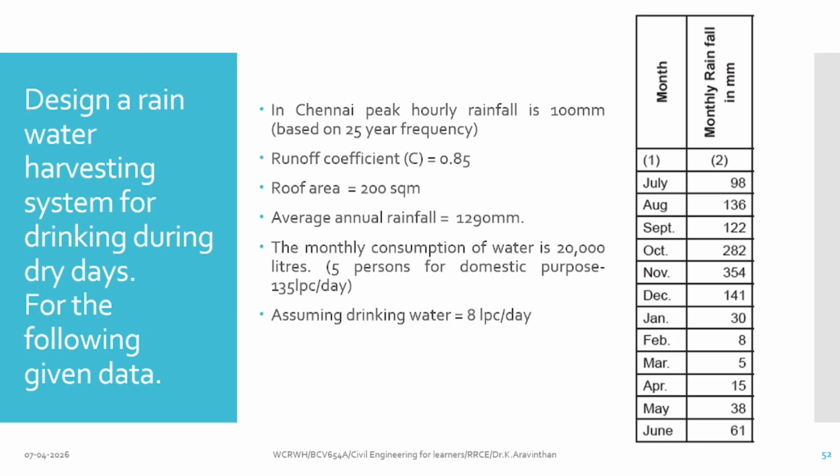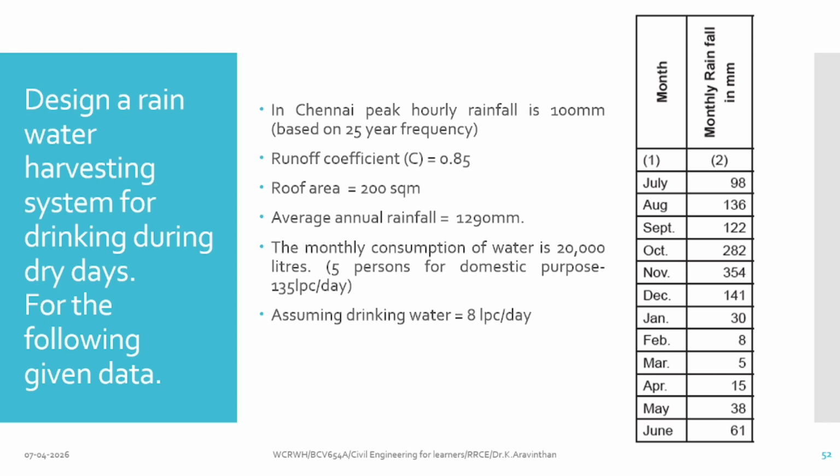This is case 1. Now, they are using it for domestic purpose. What are domestic purposes? Cooking, washing and drinking. For these things, they can use 135 liters per capita per day. Now, according to this, our storage differs. We will design for both the cases.